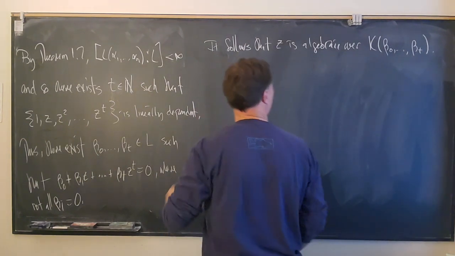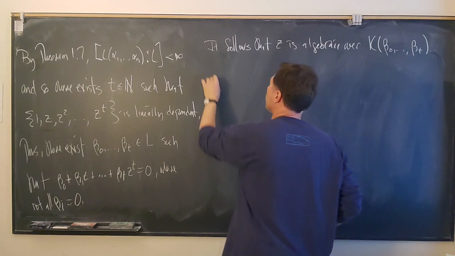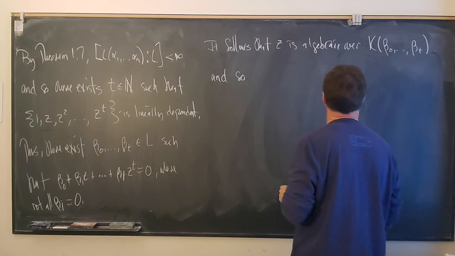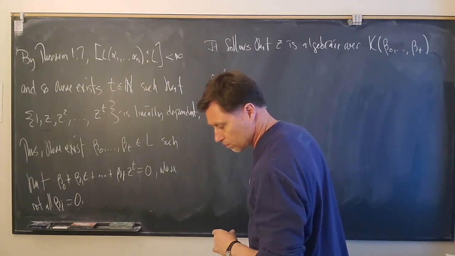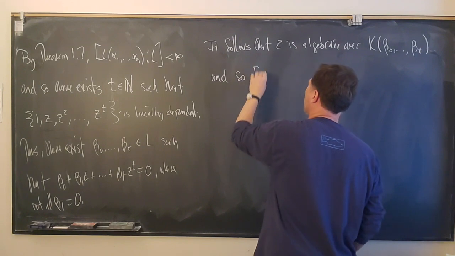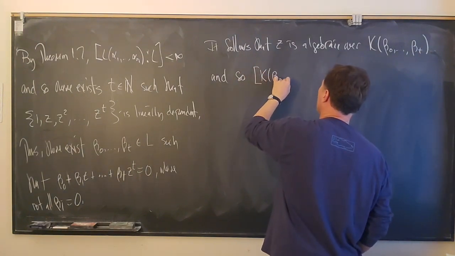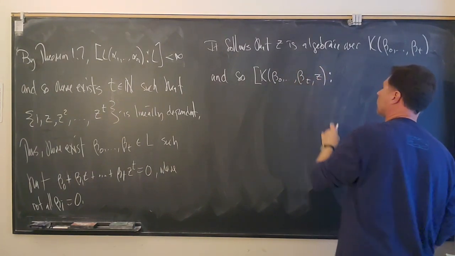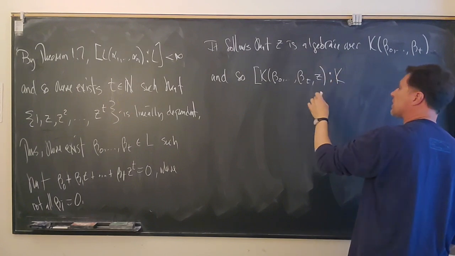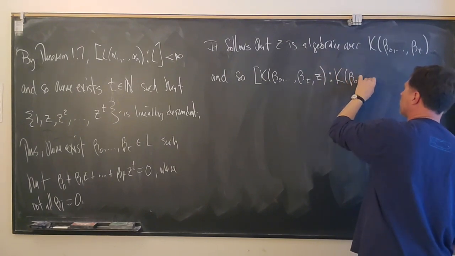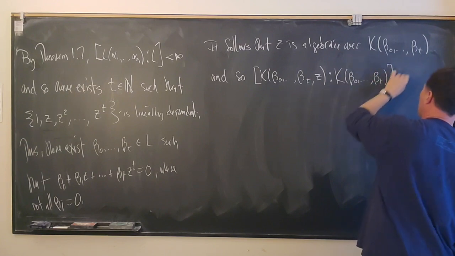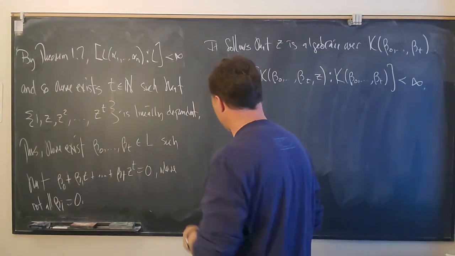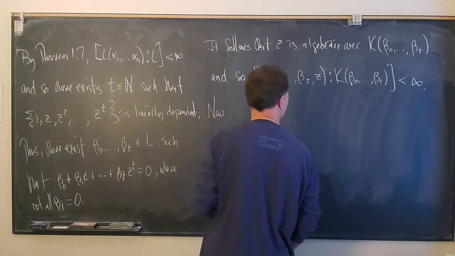And so, let me continue this sentence here. The extension K adjoin beta 0 up through beta t along with z, the degree of this extension, now I'm just going to do betas here, that's finite. So now I'm going to use the Tower law.